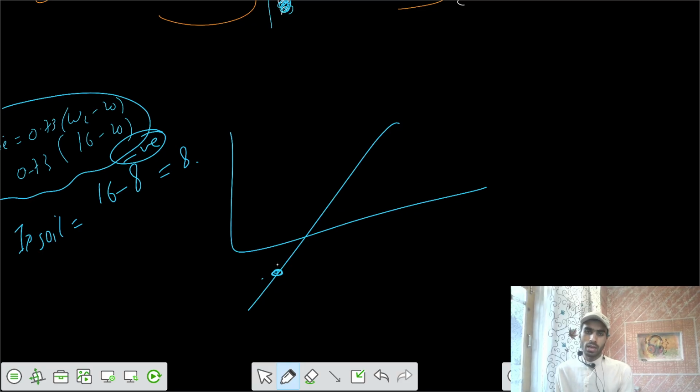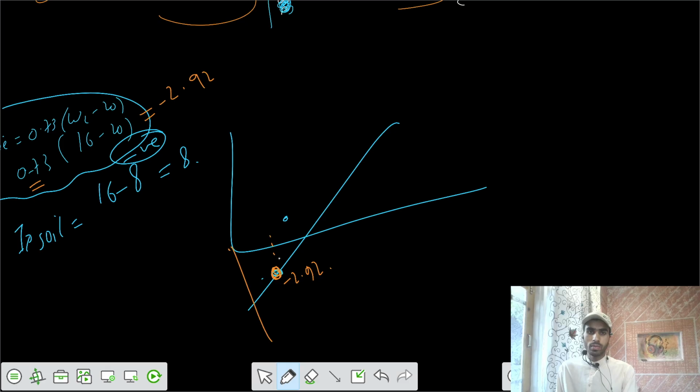You are having that clay somewhere here. That means it might be in the range, but we have to see whether your one more thing is there. So if I got the value of IP, let me calculate what is the IP for your A line. 0.73 times liquid limit minus 20. That is minus 2.92. So this is a negative value, minus 2.92 somewhere here.